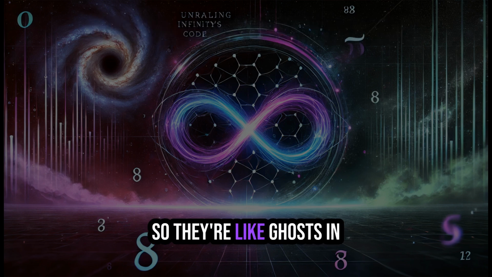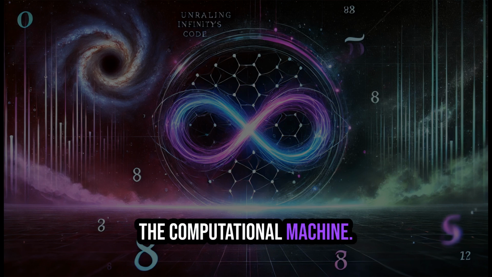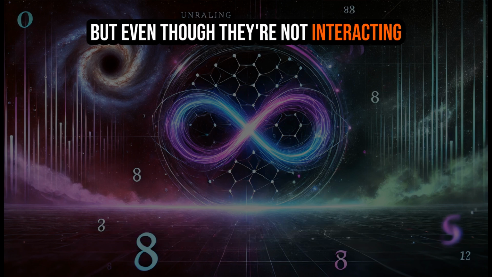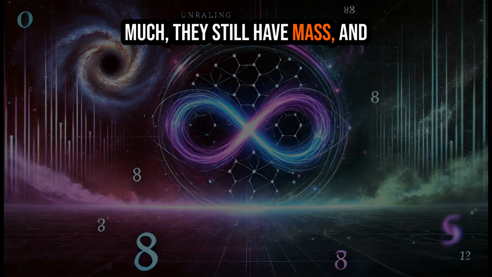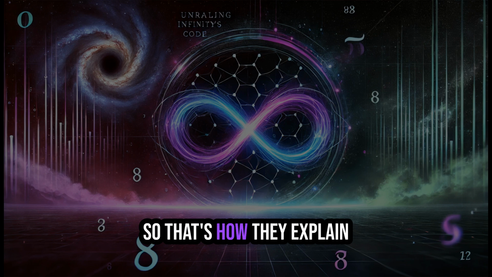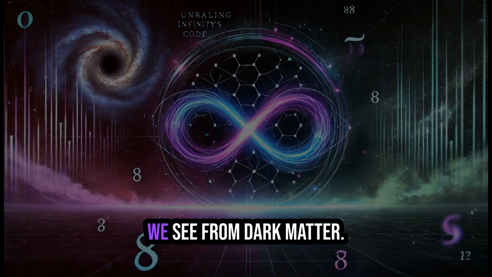Oh, I see. So they're like ghosts in the computational machine. They're there, but they're not really interacting with anything. But even though they're not interacting much, they still have mass, and that mass would contribute to the overall gravity of the universe. So that's how they explain the gravitational effects that we see from dark matter. It all makes sense now.